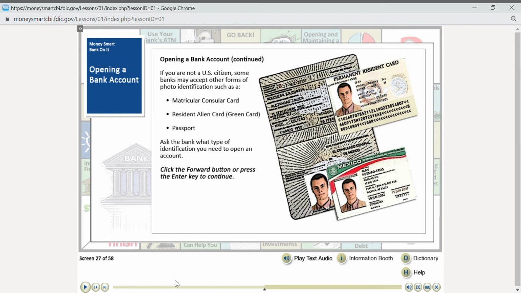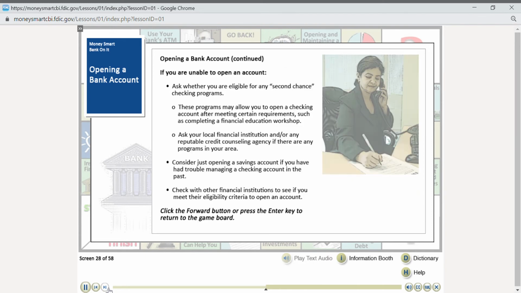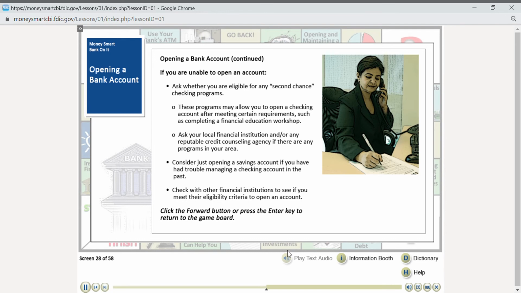Opening a bank account, continued. If you are not a U.S. citizen, some banks may accept other forms of photo identification, such as a matricular consular card, resident alien card, green card, or passport. Ask the bank what type of identification you need to open an account. If you are unable to open a checking or savings account because you have had trouble managing a bank account in the past, you may be eligible for second chance checking programs.